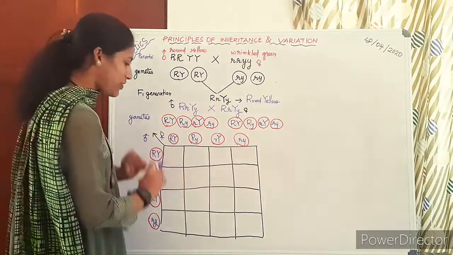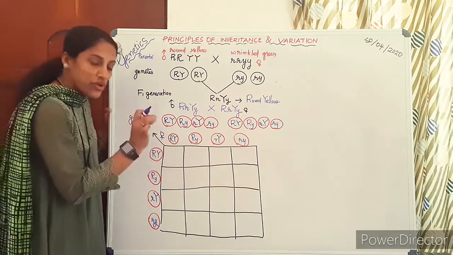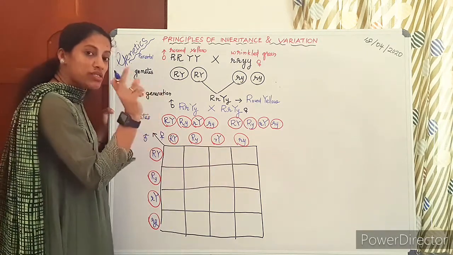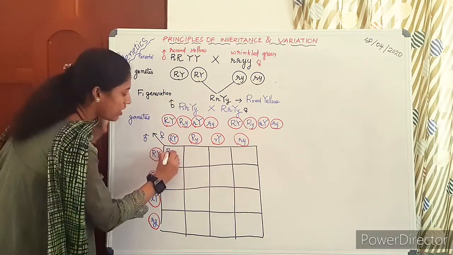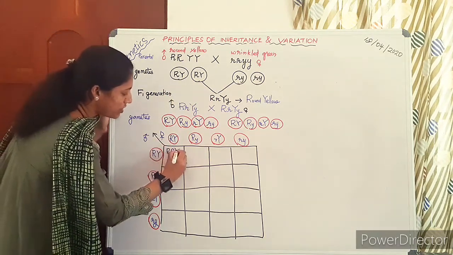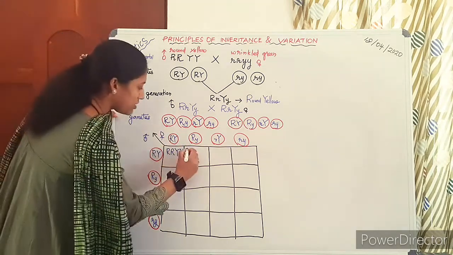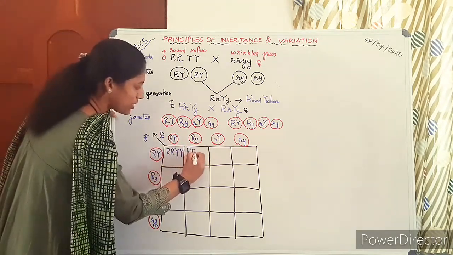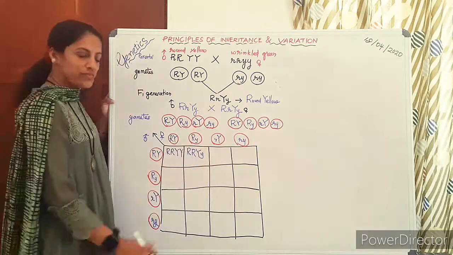Then the combinations when we write. See this combination. When you write the combination, always keep in mind similar alleles should be written together. So capital R, capital Y, capital Y is the combination here. Similarly, you can write it yourself, all of you. No need to wait for me.